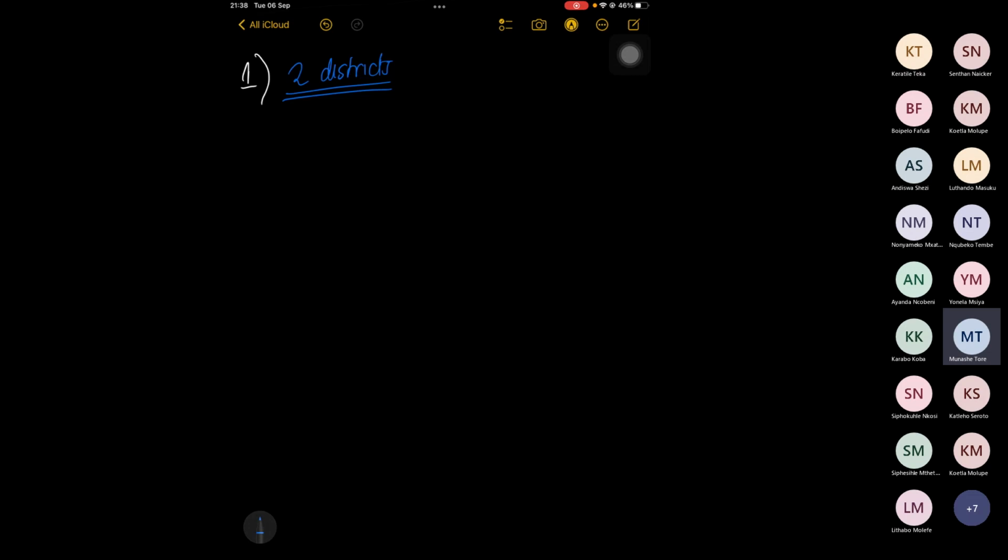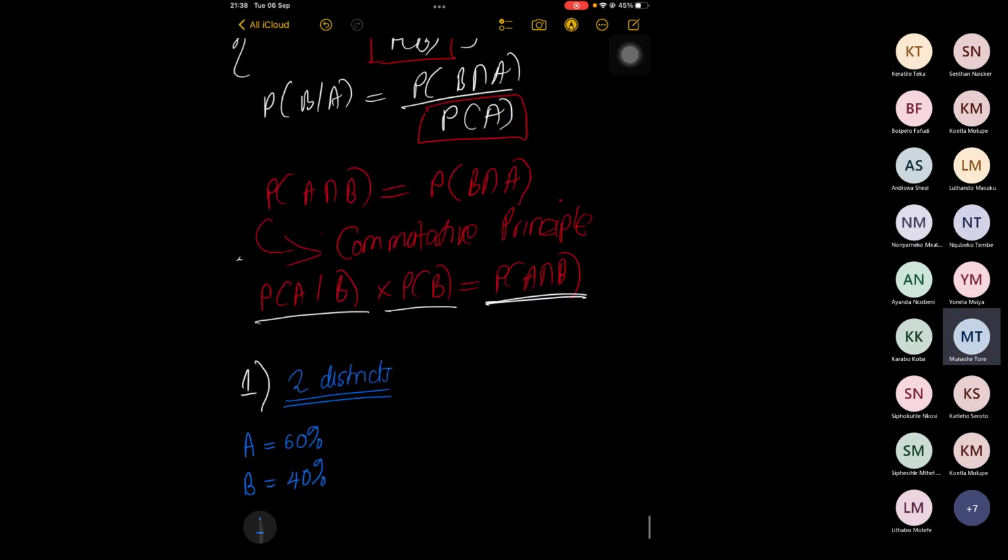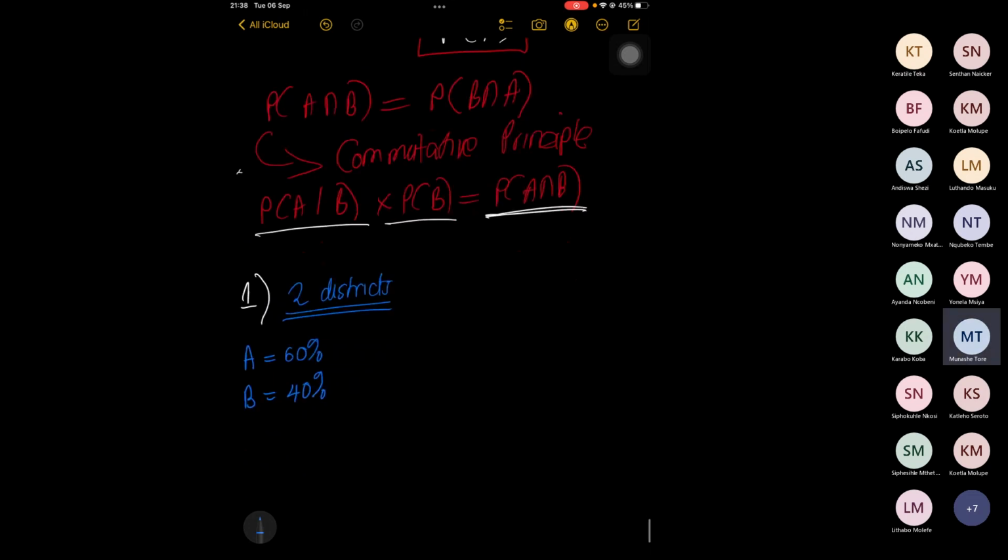So you have 2 districts. Then you have district A, which receives 60% of the calls, and district B. So they are saying district A is 60%. Then district B is going to be 40%. Then also, we already said that the sum of all probabilities is supposed to add up to 1. In this case, he told you that district B is going to account for 40%.